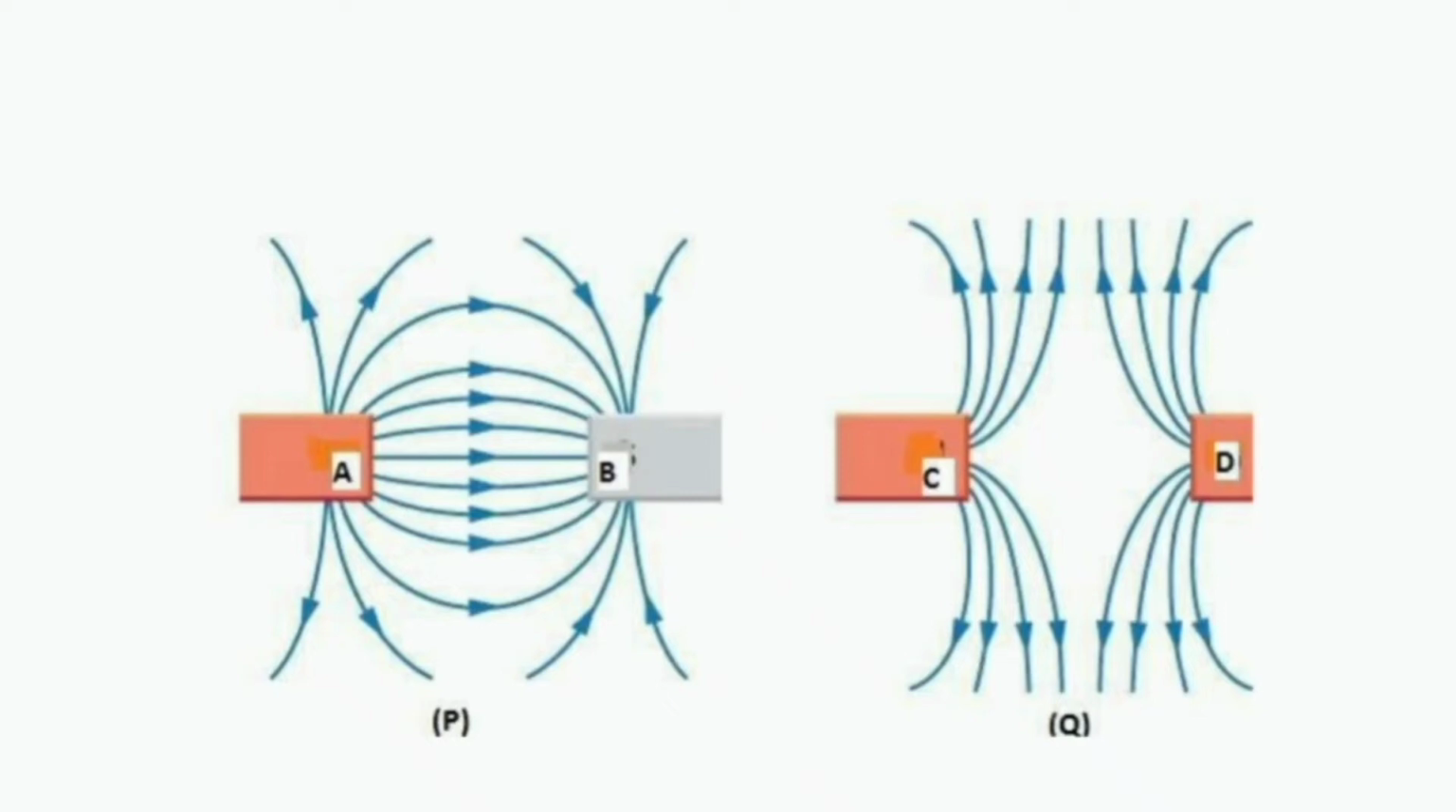In this question, you have to identify poles A, B and C, D by just observing the magnetic field directions. For example, in the P diagram, the magnetic field lines are moving from the A magnet towards the B magnet, whereas in the Q diagram, the magnetic field lines are repelling each other. That is, they are not moving towards each other but moving away from each other.